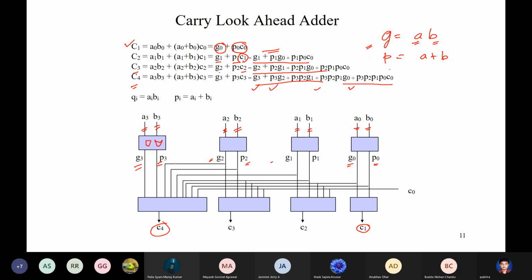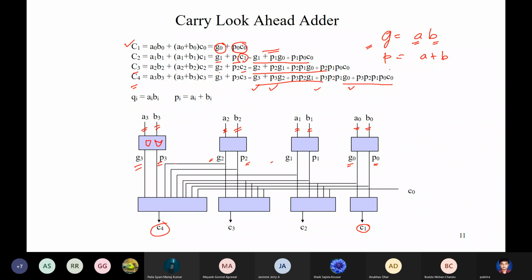So you can see, even if you cascade more number of bits, the delay would be constant. The delay is independent of the number of bits you are adding. Whereas in the ripple carry, it would be proportional to the number of bits you are adding. Here it's independent. It's just a constant delay for every carry out.